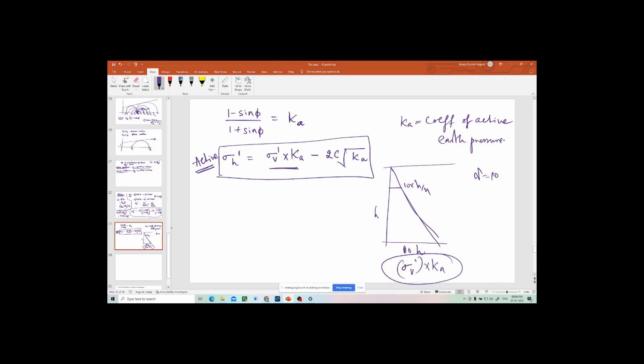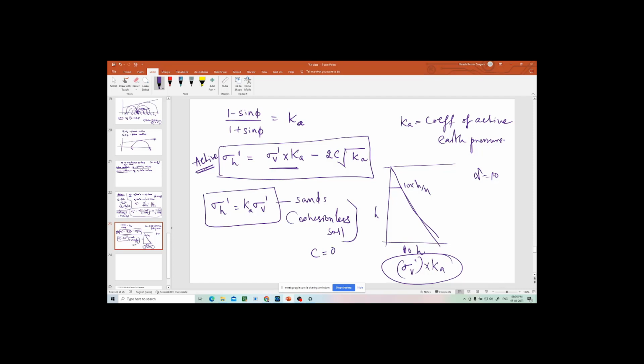Now, if it is cohesionless soil, that means soils which do not have cohesion, they are generally sand. Sandy soils generally do not have cohesion. C is 0. In that case, in the sand case, sigma h is directly Ka into sigma v dash. In sands or cohesionless soils, C is 0, then it will be converted like this.